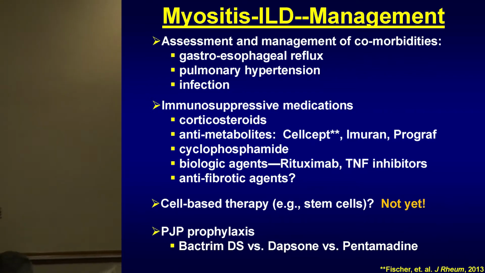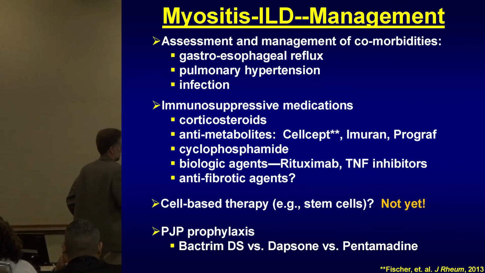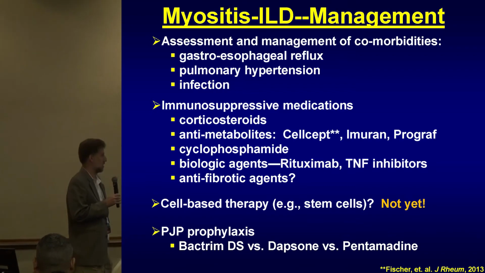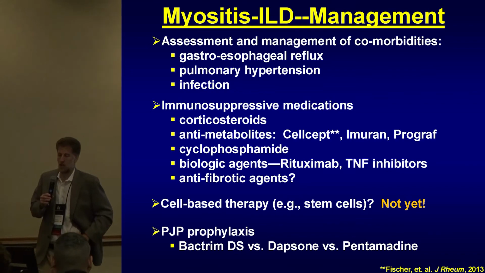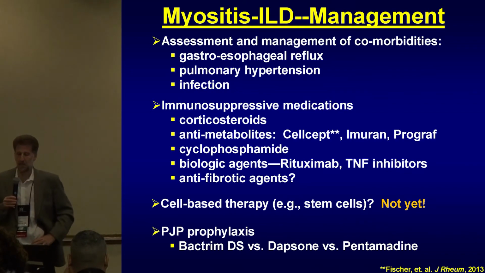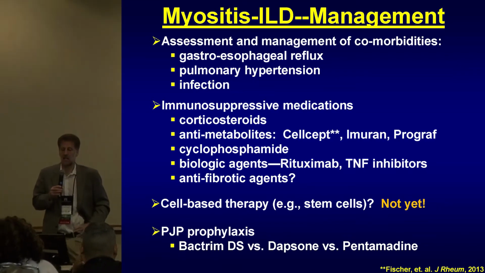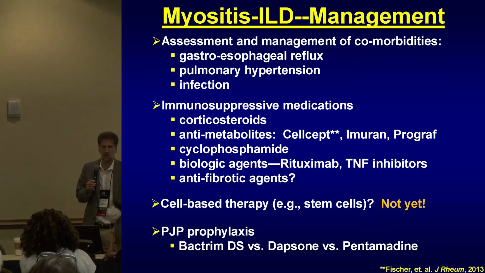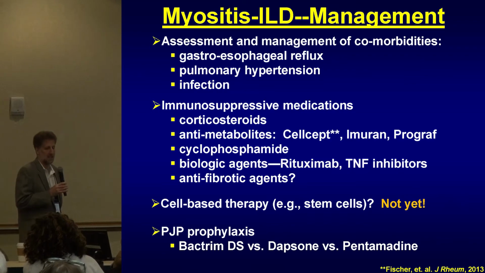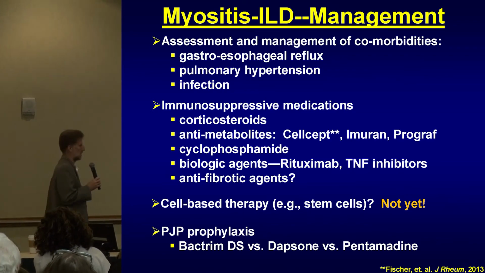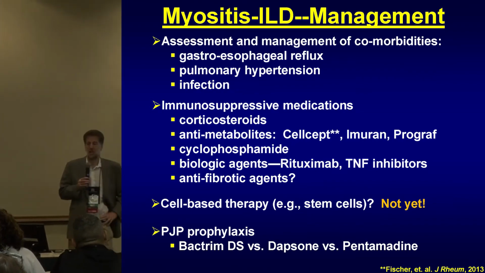But I think that we're going to learn a lot more in the next few years about what the role of this class of medications may be in myositis-associated lung disease. There's a lot of fervor surrounding the use of stem cells and other cell-based therapies, and they're actually being studied in the setting of other types of lung disease, like idiopathic pulmonary fibrosis. But nobody has really studied this in the context of myositis or myositis-associated lung disease. So although I think ultimately this may be a viable approach, we're just not there yet.